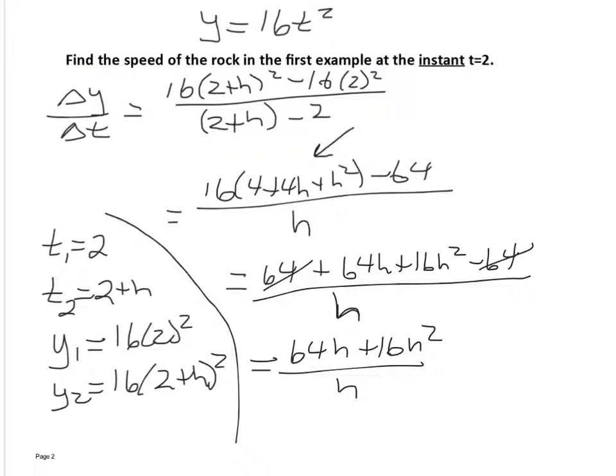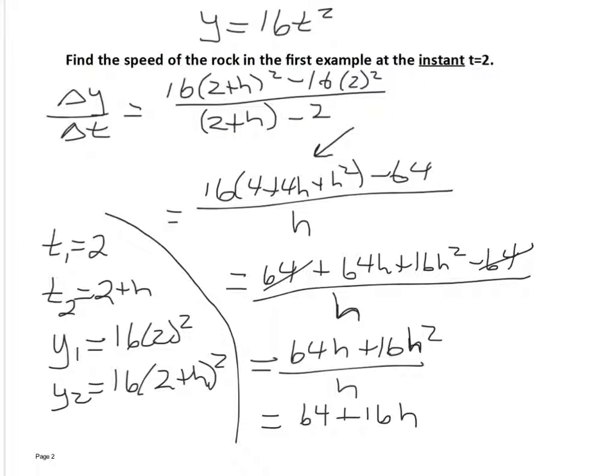Well, I noticed that there's an h in both terms on the top. You can't just cancel these h's. You have to cancel everything. So when you are dividing, remember, division is distributive. You're dividing everything by h. So I'm going to think of it as just dividing both terms by h. So I have 64h divided by h, and 16h squared divided by h. So that's just 64 because the h and the h cancel, plus 16, and that h squared divided by h is just going to give me h. So that's what I got there.